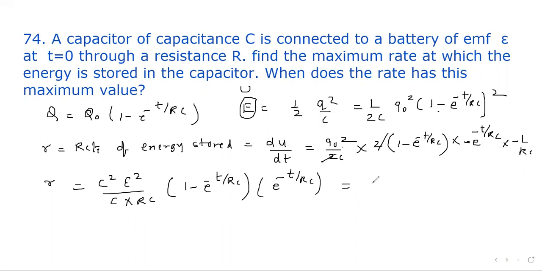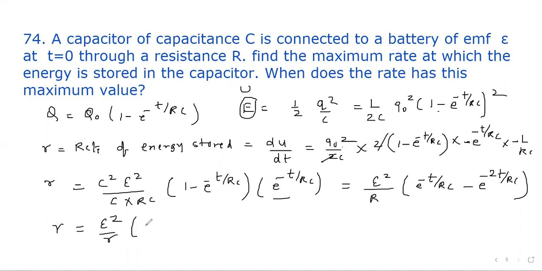So this will be epsilon square divided by R times, if we multiply e to the power minus t upon RC inside, e to the power minus t upon RC minus e to the power minus 2t upon RC. So we have got the relation for R. So e square upon R and e to the power minus t upon RC minus e to the power minus 2t upon RC. Suppose this is equation number 1.